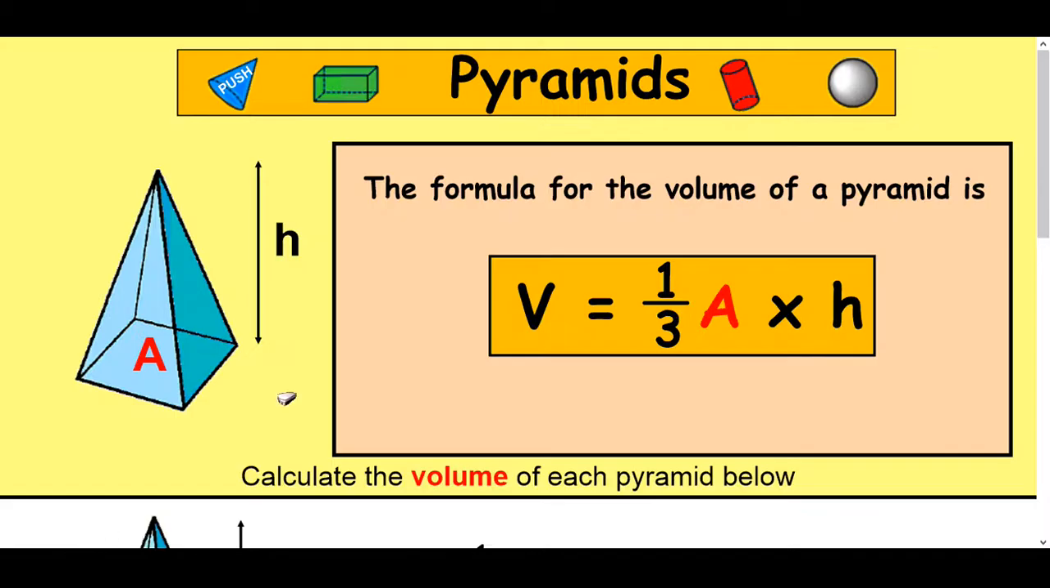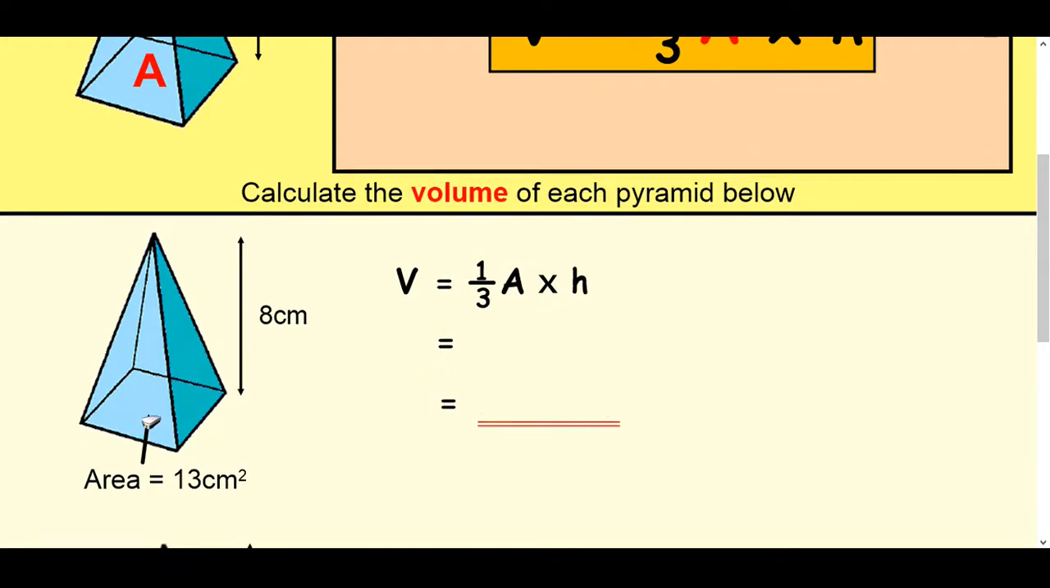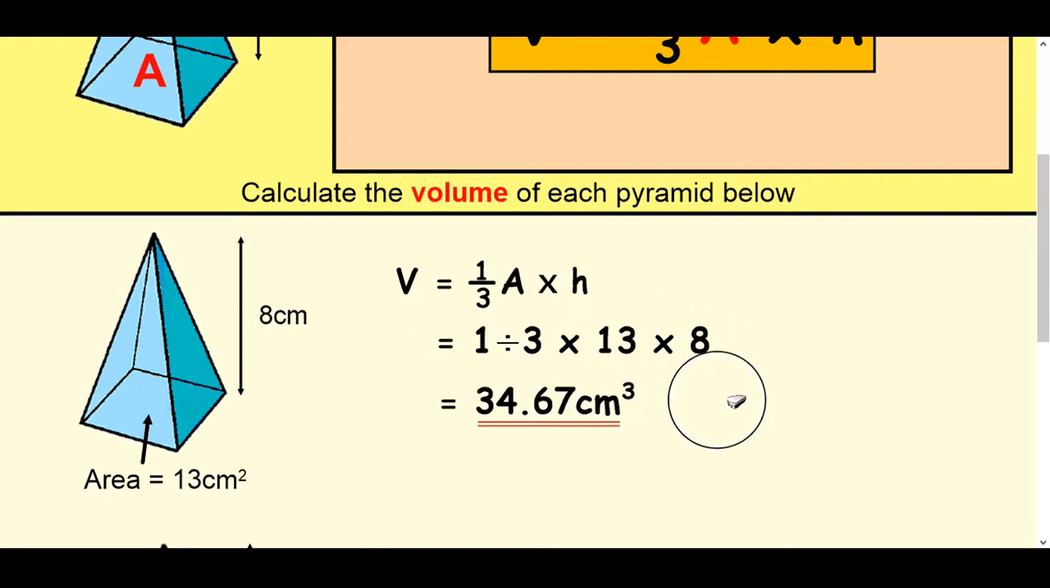So let's look at some examples. This is how you'd see it in the formula sheet at National 5. V equals 1/3 A h, where A is the area of the face part of the pyramid. And this is how we would do it. So if I'm giving you the area and the height, then to get the 1/3, you would do 1 divided by 3 times the area of the face, which is 13, you can see it down here, and times it by 8. And if you type all that into your calculator, you'll get your answer of 34.67 centimeters cubed.